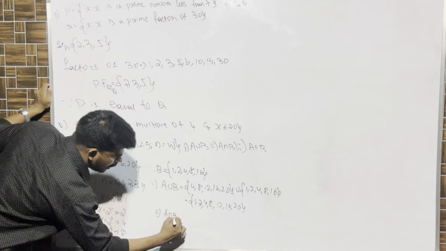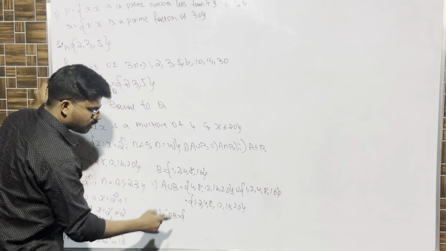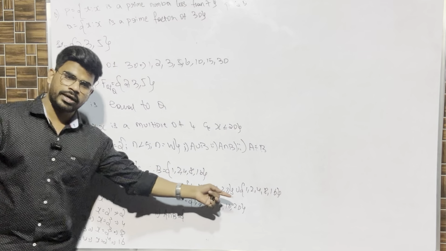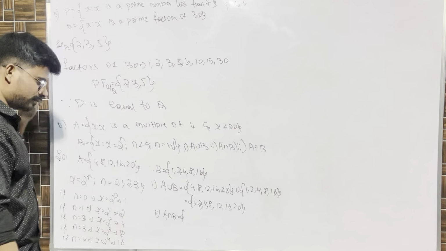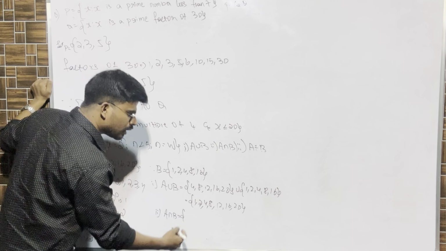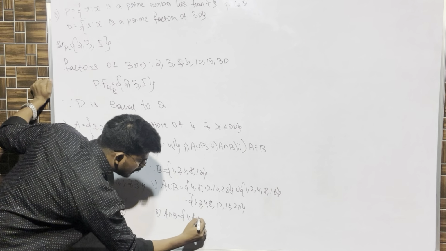Next, A intersection B. Only the common terms. You have to write the sets one more time, however, I am writing it directly. What are the common terms? 4, 8, 16.